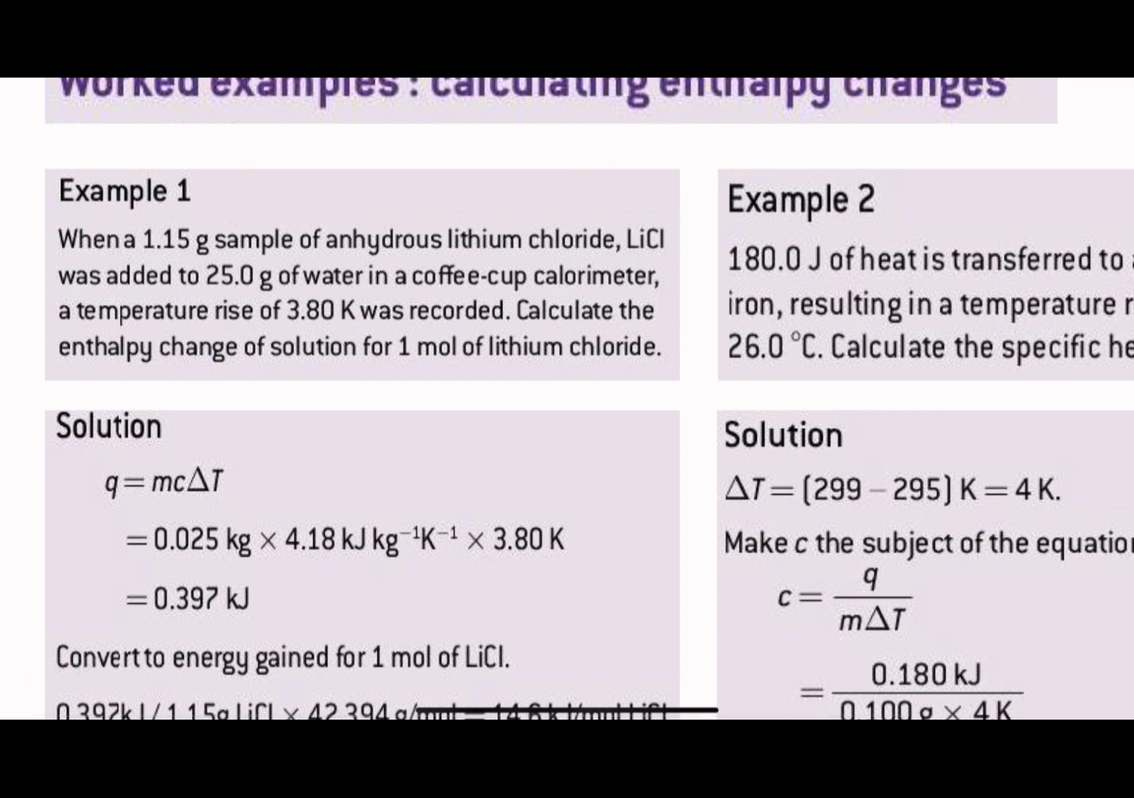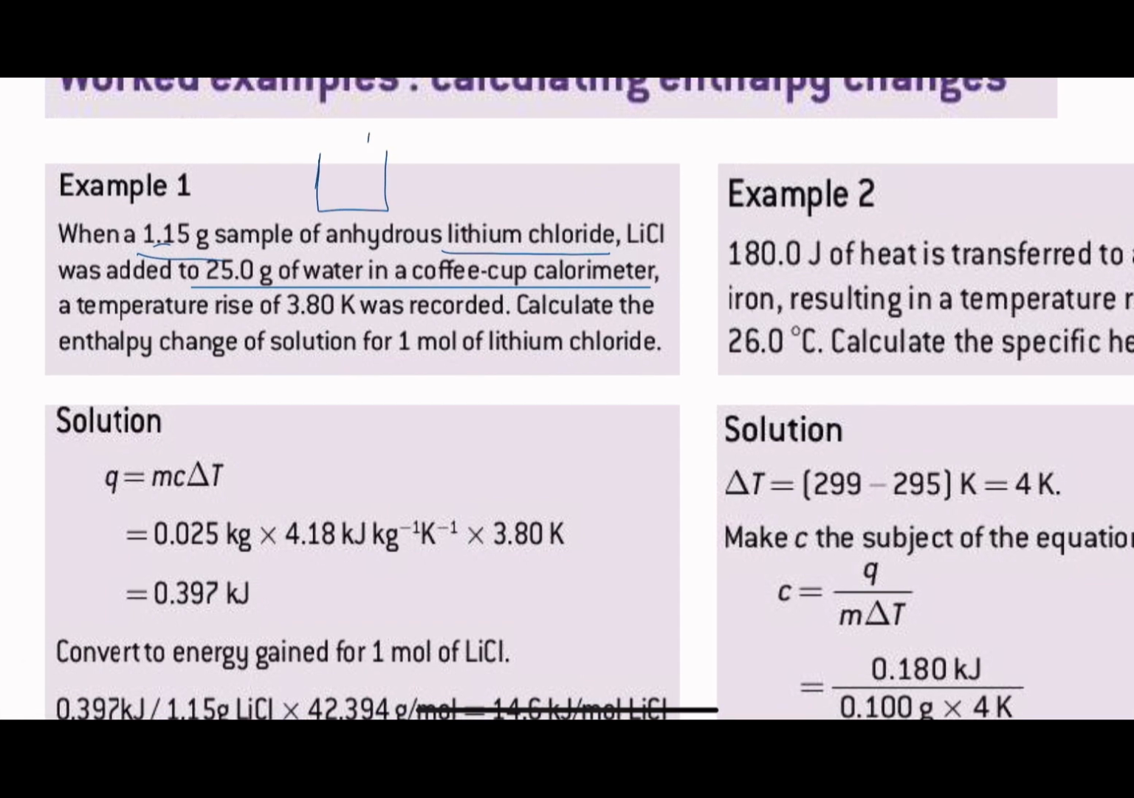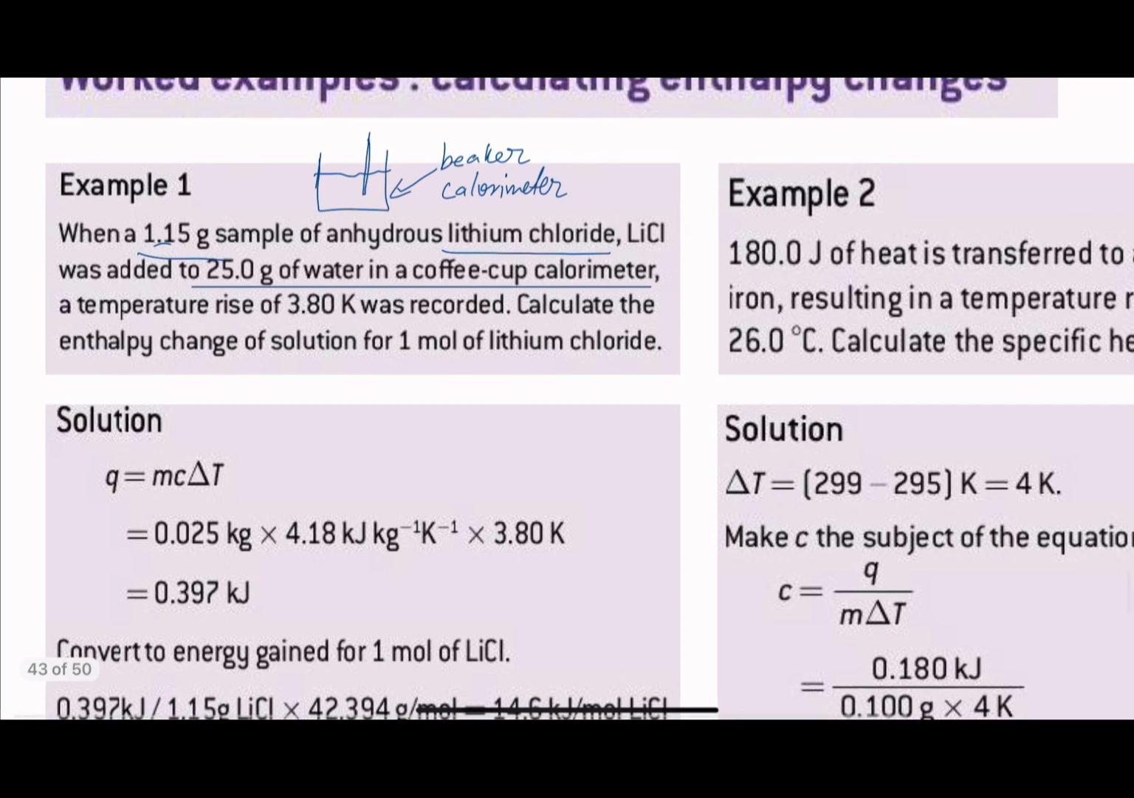For example, it says that when a 1.15 gram sample of anhydrous lithium chloride was added to 25 gram of water in a cup calorimeter. The calorimeter is used to measure the heat of the system. For example, in our lab, we had a beaker where we were measuring the temperature change of the liquid, so our beaker was considered our calorimeter. But normally calorimeters are metal shapes, made from copper or something, and they would be super nicely isolated, so you wouldn't lose any heat. In this case, you have 25 grams of water and the temperature rises by 3.8 Kelvin. Calculate the enthalpy change of solution for 1 mole of lithium chloride.